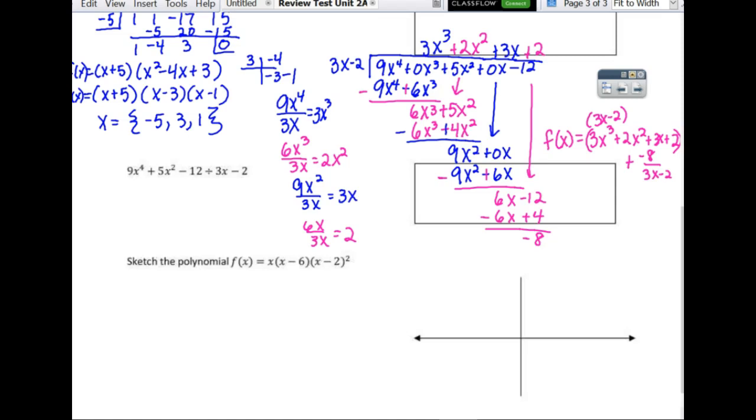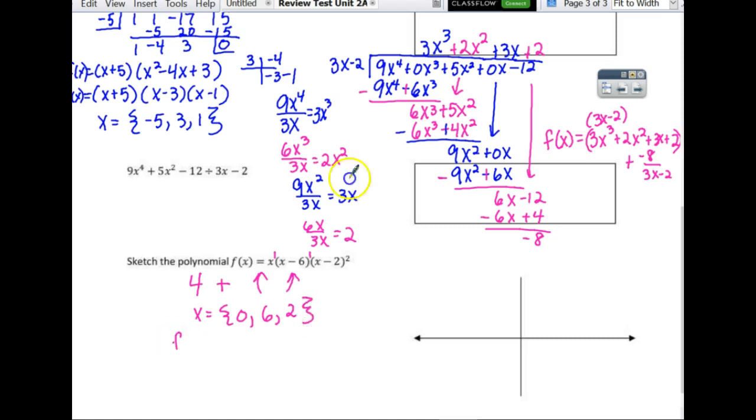So for sketching the polynomial, the first thing I want to know is the degree. So this is 1, and this is 2. So I end up with 1 plus 1, which is 2, plus 2 is 4. So I have a degree of 4. I have a positive leading coefficient, which means this is up and this is up. My zeros are going to be 0, 6, and 2.